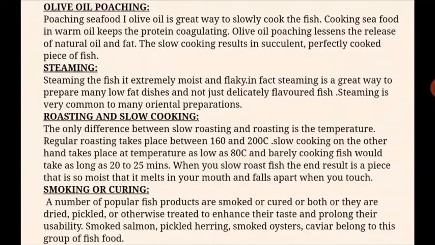Roasting and slow cooking. The only difference between slow roasting and roasting is the temperature. Regular roasting takes place between 160 and 200 degrees centigrade. Slow cooking on the other hand takes place at temperatures as low as 80 degrees centigrade. And barely cooking fish would take as long as 20 to 25 minutes.